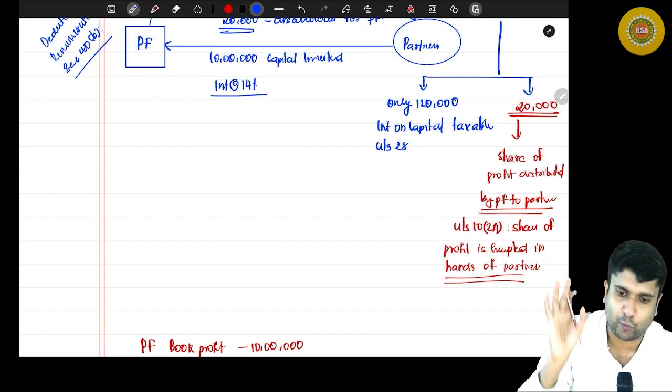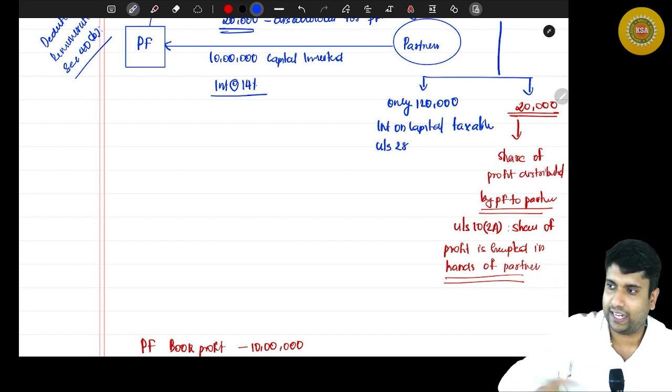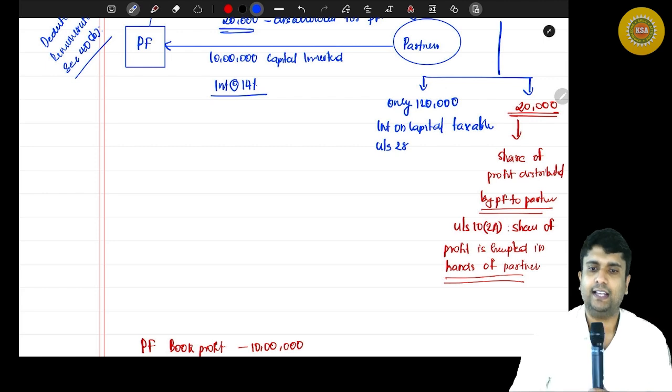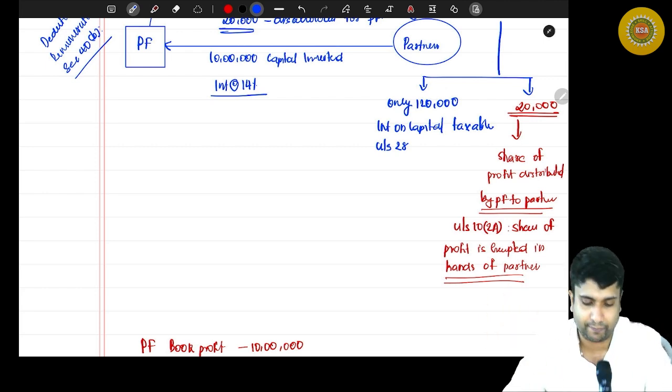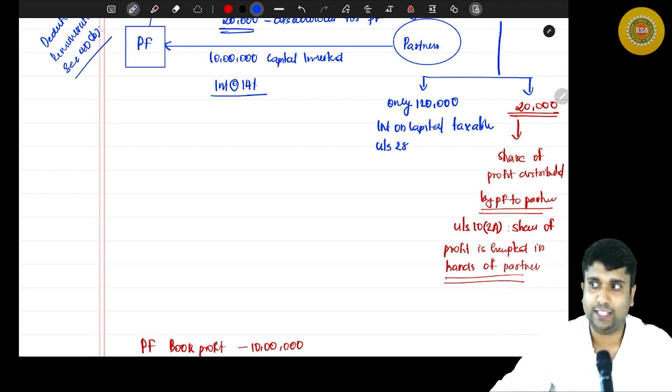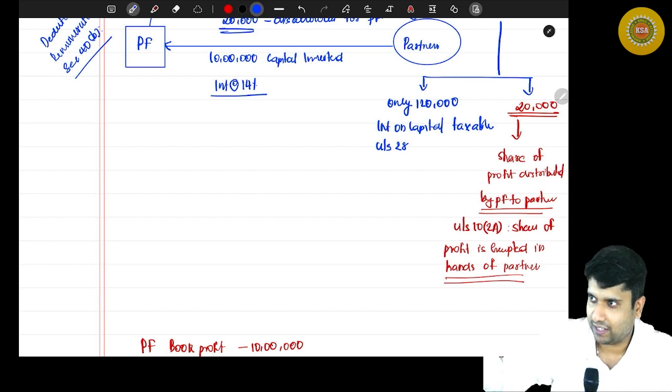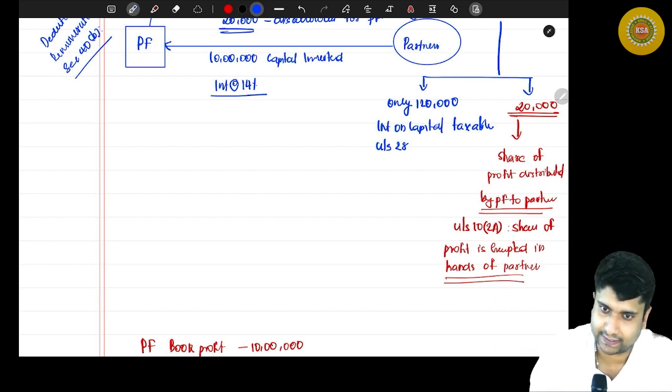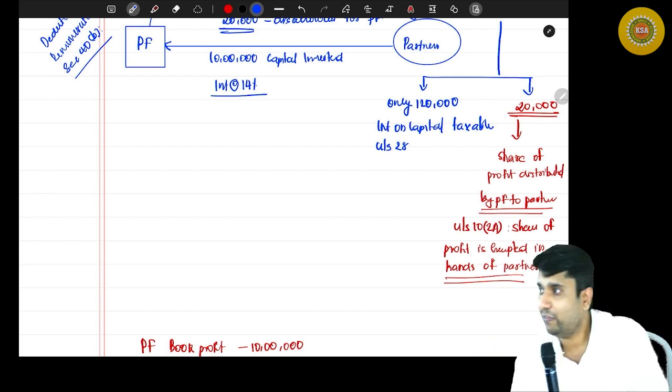Total 15 lakh you paid, only 6.9 you will get a deduction. The rest has to be treated as share of profit. That proportionately you can claim. 6.9 divided by 3 to each partner will be the remuneration received by each partner. Yes. Are you all with me?